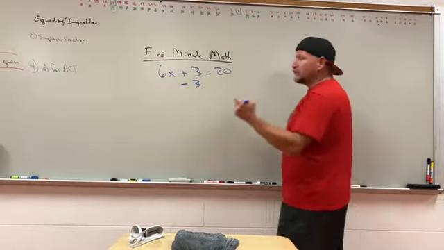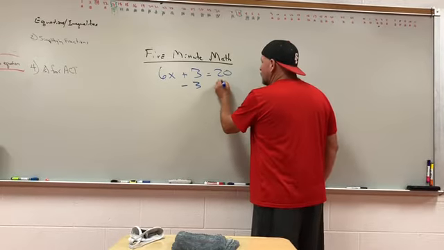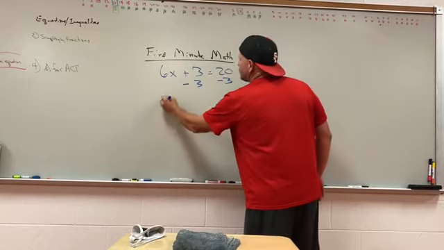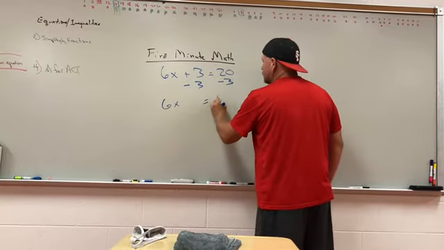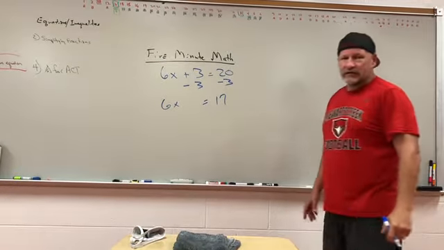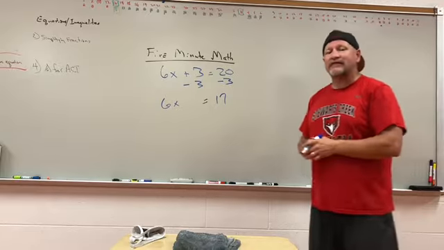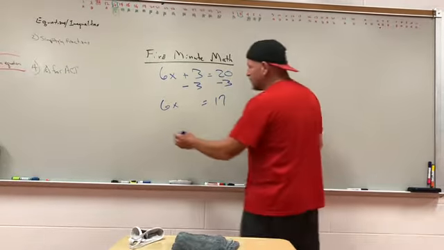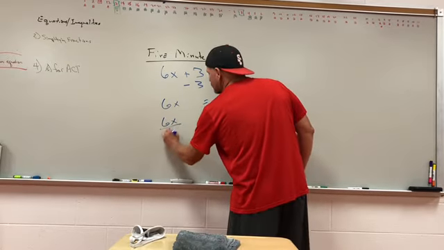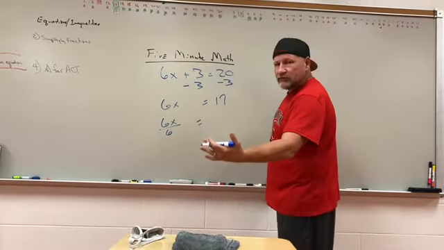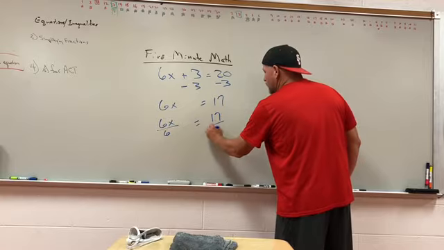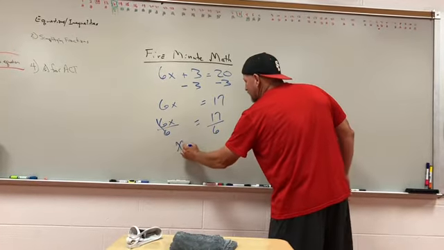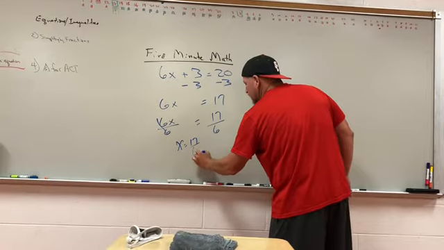Okay? So what I do on one side, I've got to do on the other. So subtract 3 here, subtract 3 here. That leaves me 6x equals 17. Now, 6x is the same thing as 6 times x. And what are we going to do here? Inverse operation is going to be divide. 6x divided by 6. So if I do something on one side, I've got to do it on the other. Divided by 6 right there. These 6's cancel. I get x equals 17 divided by 6.